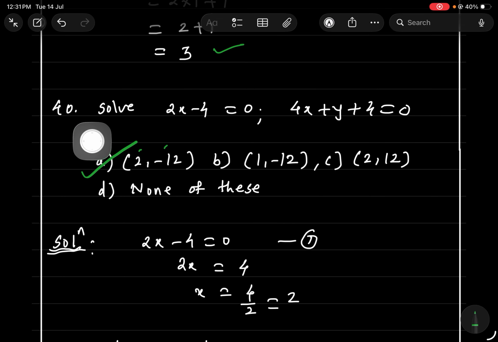So like this, we completed 40 questions. If you solve more questions, you will get a better concept and you will be able to solve.